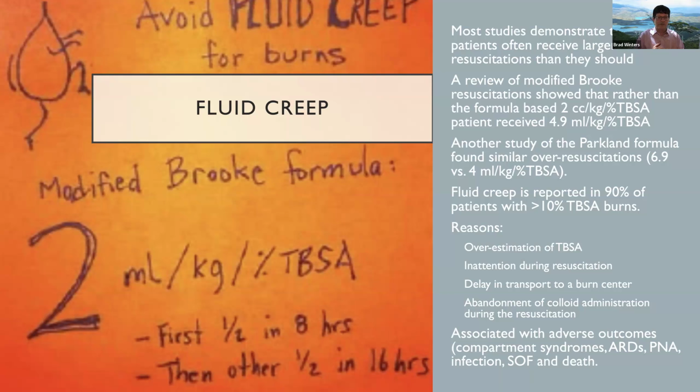And the term that we use to describe this problem is fluid creep. We start off within the framework of our formula, but we wind up going too much. The urine output's not quite good enough, and we wind up giving too much fluid. We get too aggressive. So, burn resuscitation is a real artful balance between avoiding shock and avoiding too much fluid. And fluid creep is a real problem. It happens all the time.